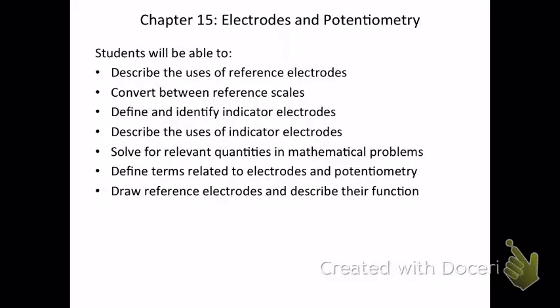In this video, we'll cover the remaining learning objectives in part or completely, including a brief discussion of indicator electrodes and trying to identify them. There are two main types that we'll briefly discuss. We'll talk about how they're used. We'll solve for a couple of relevant quantities and define some terms as we go. And we'll take a look at some reference electrodes and understand their architecture and how they're built.